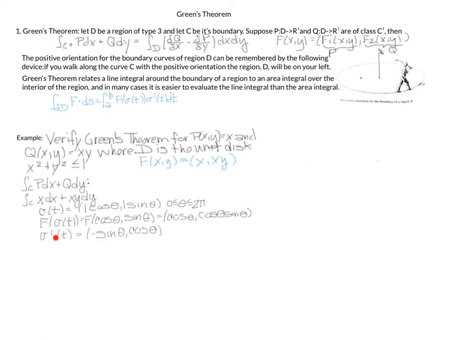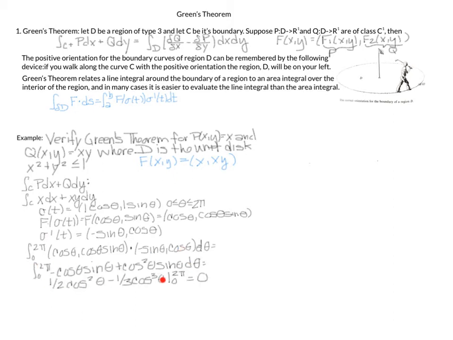The next step is to take the derivative of our sigma, so we have negative sine theta, cosine theta, and then we're ready to plug in our integral. So our limits of integration are here, 0 to 2 pi, and then we put our f composed with sigma of theta, cosine, sine theta, and then we dot that with sigma prime of t, which is minus sine of t, cosine of t. And the rest is integrating and plugging in.